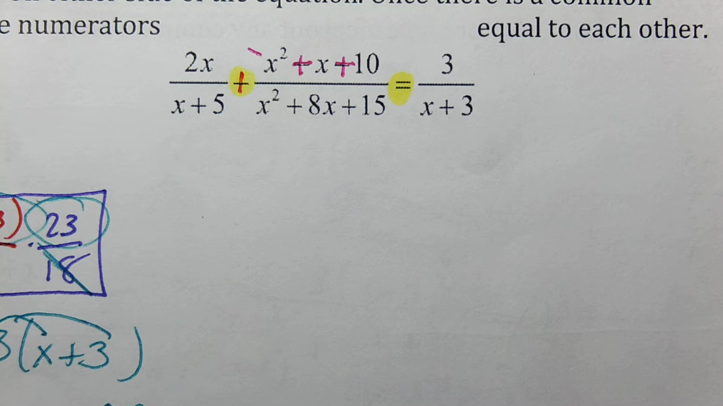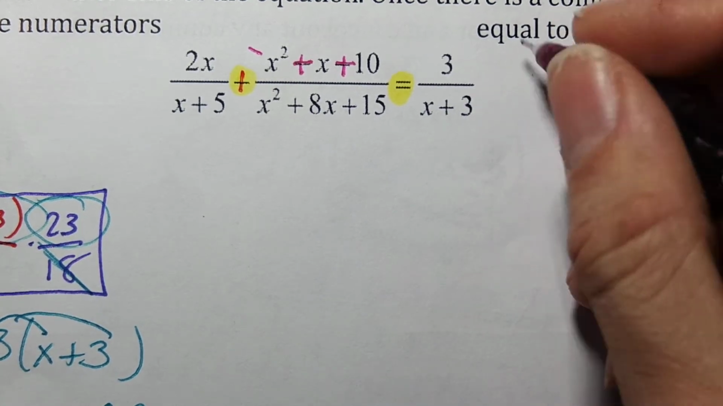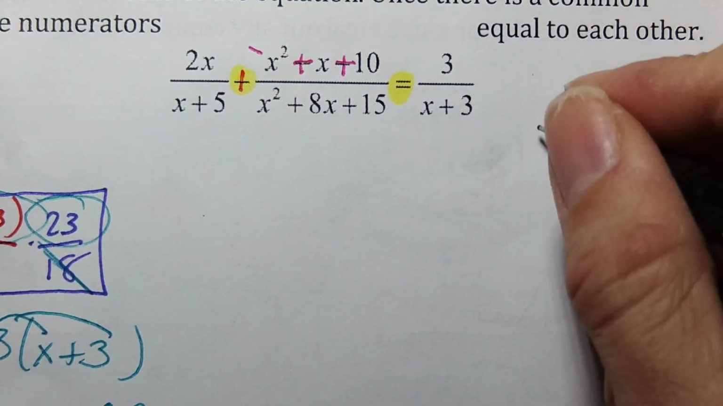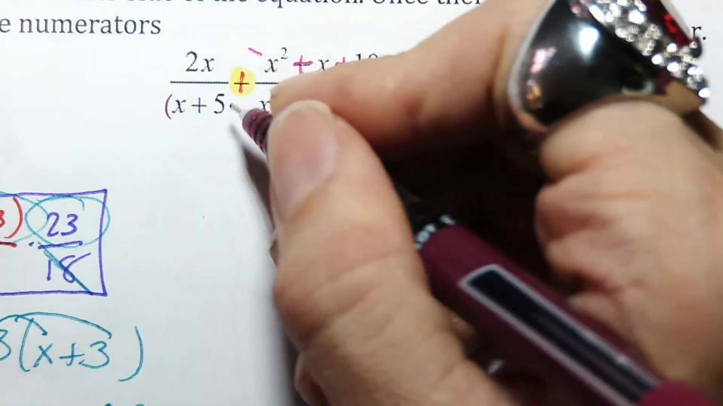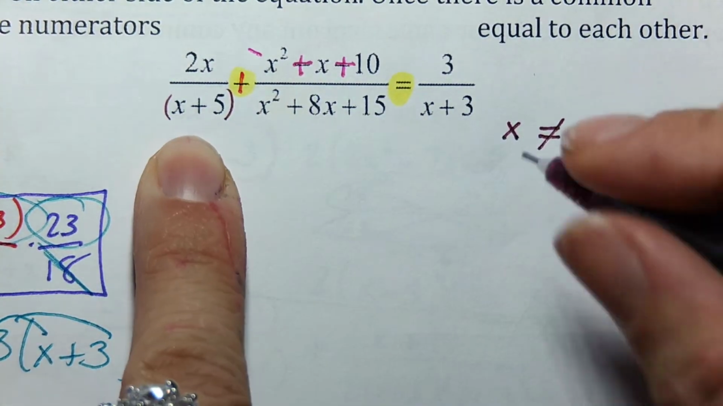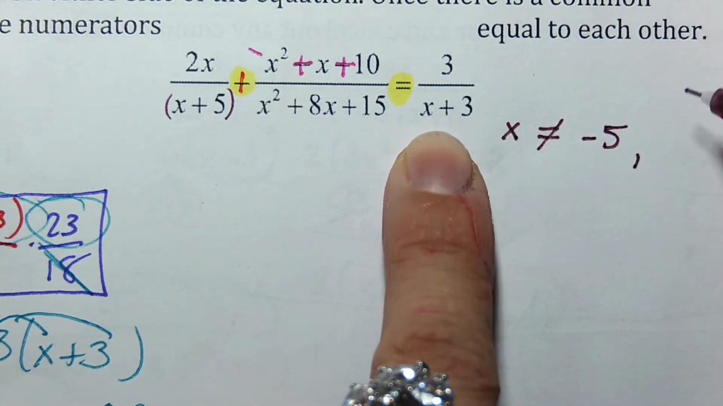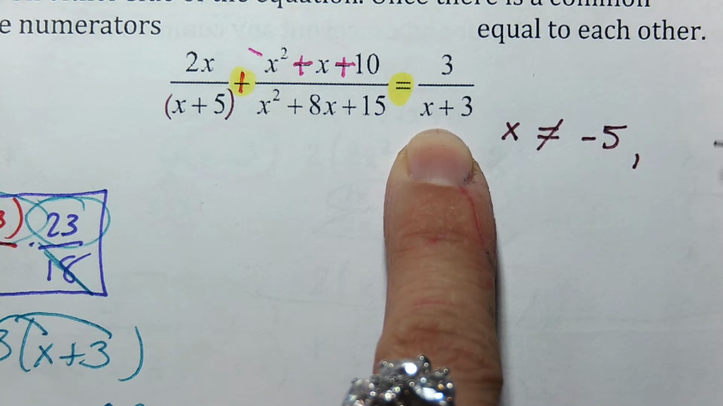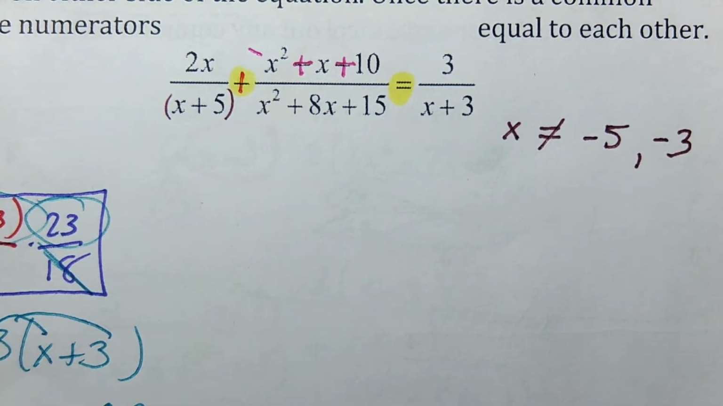So now let's figure out what our restrictions are. What can't x be equal to? Looking at that first denominator, -5 is one of them. What else can it be equal to? -3. Looking at that middle fraction, it's like trying to guess what x value would make that 0. We're going to factor it.